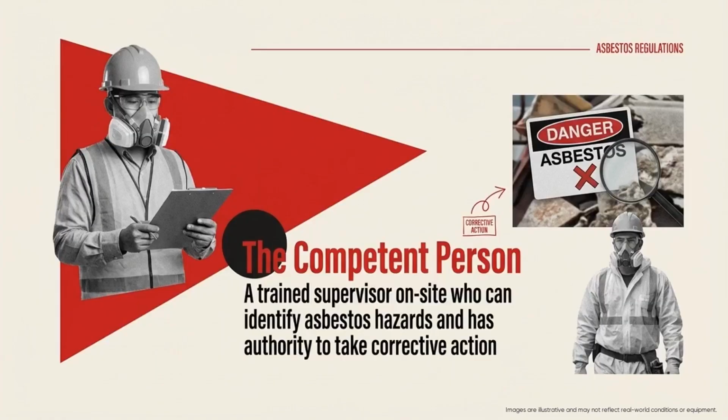Okay, this is a key role. Every single asbestos job site has to have a designated competent person. Now, this isn't just a fancy title. This is a supervisor who's had special training, knows how to spot asbestos hazards, and, this is the most important part, has the full authority to stop the job on the spot and get problems fixed. They're the safety quarterback on site.